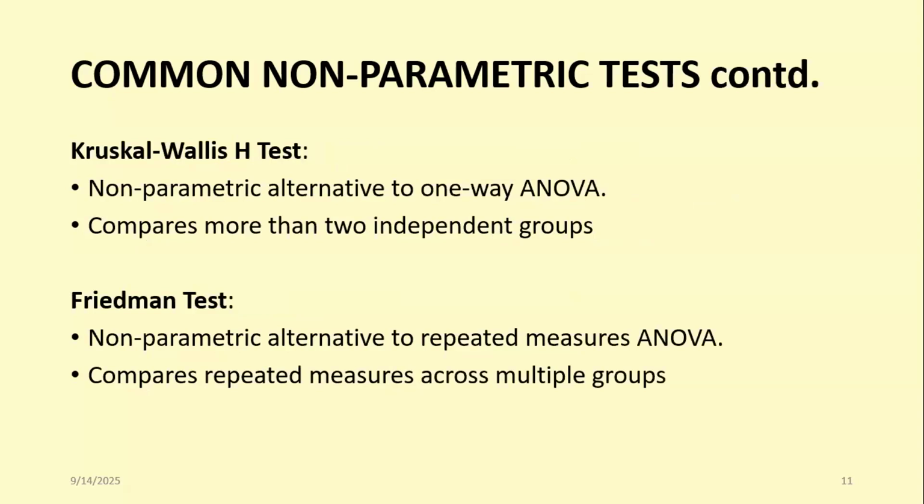Then we have the Kruskal-Wallis H test. This is a non-parametric alternative of one-way analysis of variance, one-way ANOVA. It compares more than 2 independent groups. Then we have Friedman's test. Friedman's test is a non-parametric alternative to repeated measures ANOVA. It compares repeated measures across multiple groups.